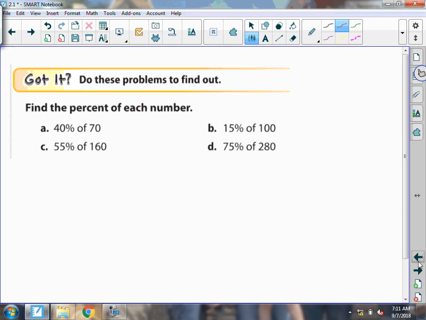Okay, you're going to do the exact same thing with these 4. So go ahead and pause this and take a moment so you have enough time to write these down and solve them.